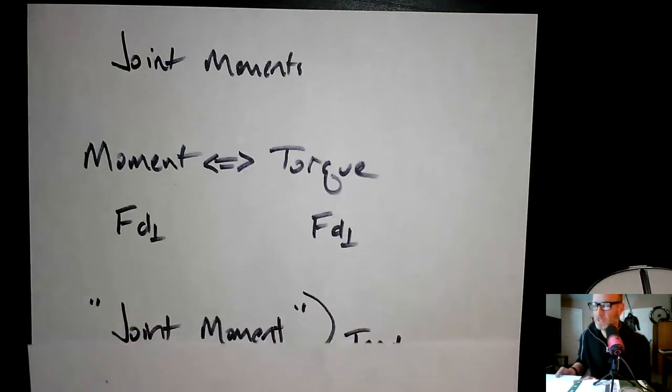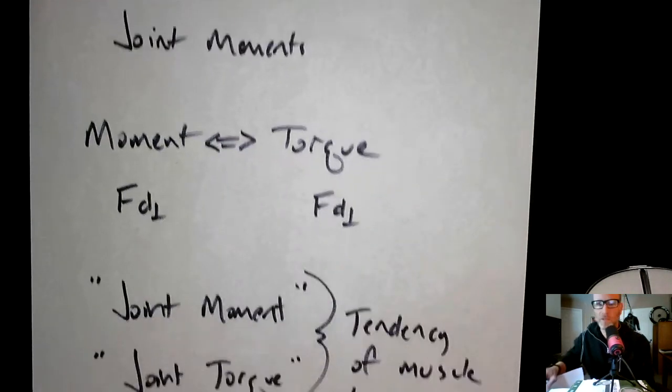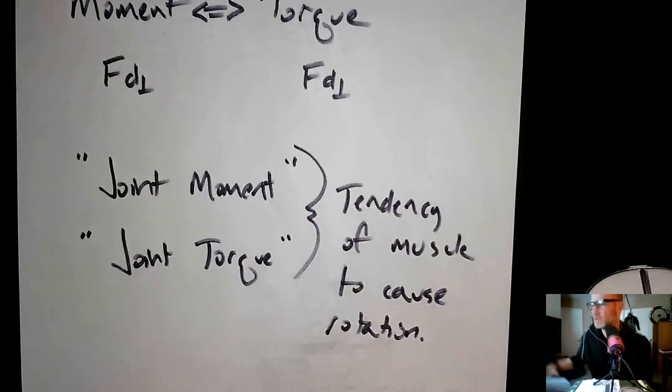So I try to be consistent and use joint torque, but you'll see in the literature that joint moment is very common to use as well, and both of these mean the tendency of a muscle to cause rotation. That is, the muscle generates a force. That force is acting some distance from the axis of rotation. That is a joint moment or a joint torque. Same exact concept for both of these terms. Sometimes I'm lazy and I'll mix these terms up, but they mean the same thing, so it's all good.